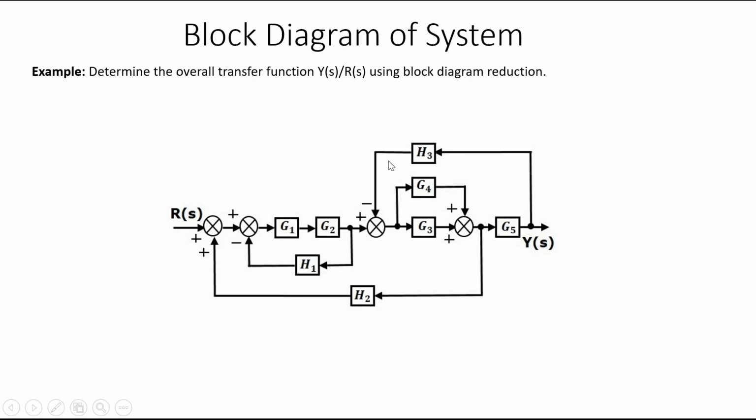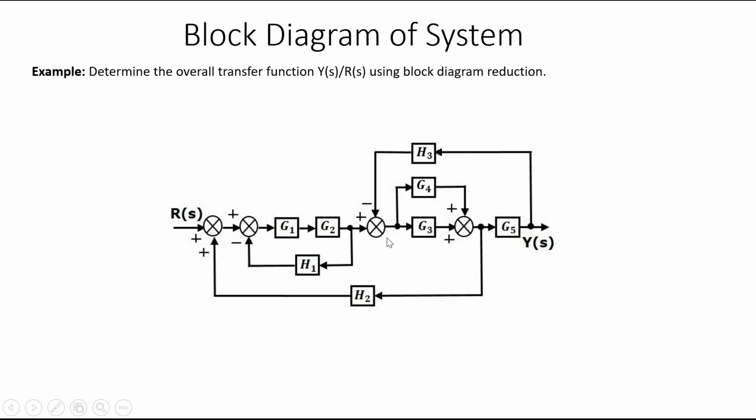diagram reduction. We have to use the basic block diagram algebra: the series, parallel, and feedback connections, shifting of summing point, and shifting of takeoff point. We follow the steps and reduce the complex block diagram to a single block, so we can easily find Y(s)/R(s). That is the method of block diagram reduction for finding the transfer function.